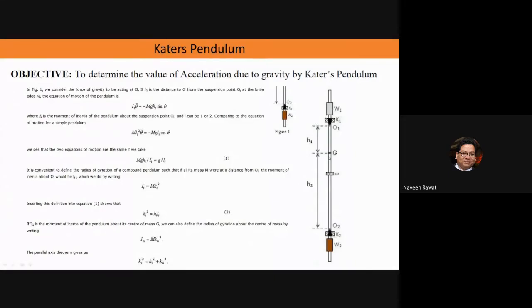What we'll be actually measuring is H1 and H2, and we'll be measuring the time periods of oscillation from these two knife edges. Our goal will be to use this extra weight W that we have here. By adjusting this weight, we'll try to make the time periods as equal as possible, and we'll get the value of g, and where the position is, and we'll measure H1 and H2.